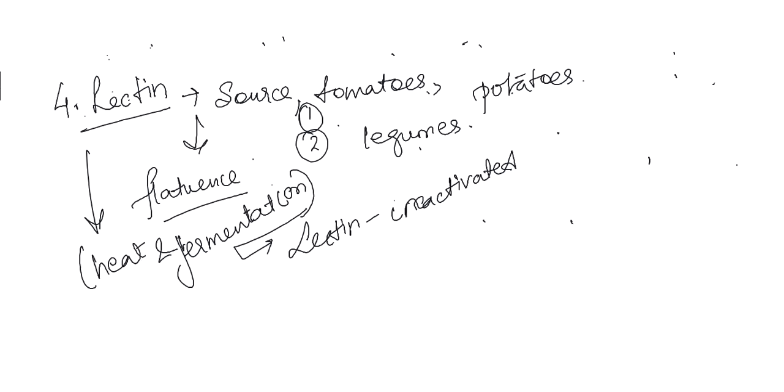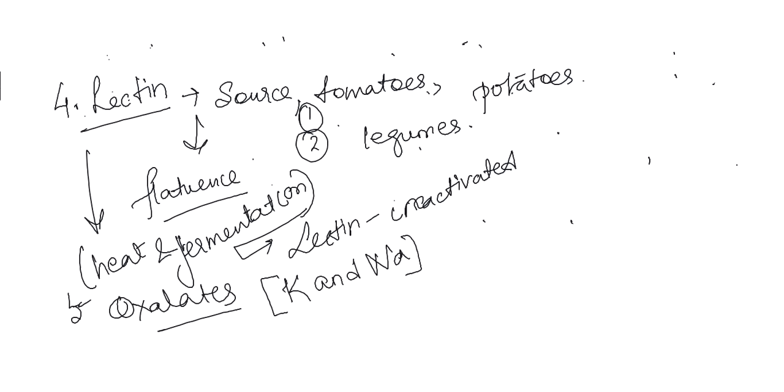Then oxalates. Oxalates and goitrogens we will be discussing. The fifth one is oxalates. Oxalates are in two forms: soluble, that is, forms with potassium and sodium, or insoluble. One is the soluble form. I will omit this and come to a fresh page.